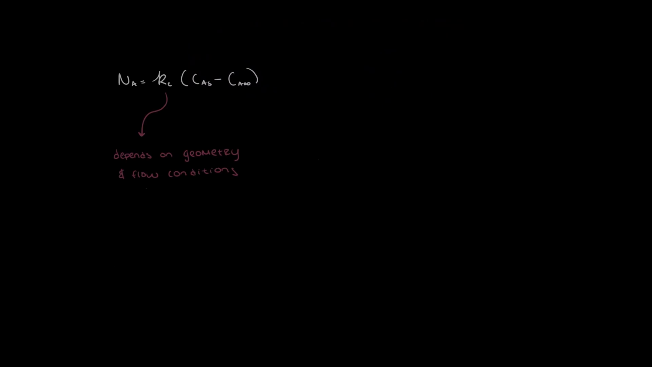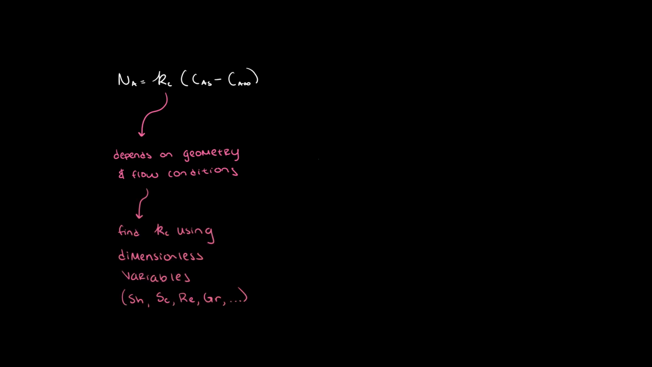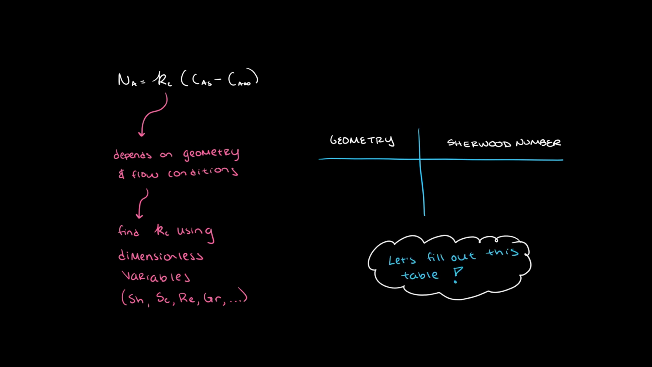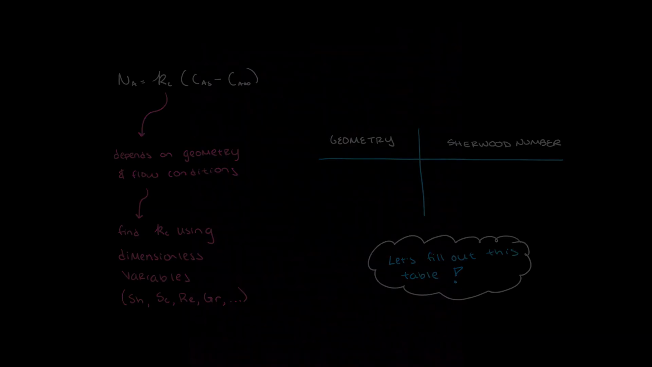The geometry of the surface determines how you find the mass transfer coefficient Kc, and there are many different dimensionless numbers that can help you solve for Kc, such as the Sherwood number. A good idea is to make a table of Sherwood numbers with the geometry on the left and formula on the right. The rest of this video will help you set up the table.